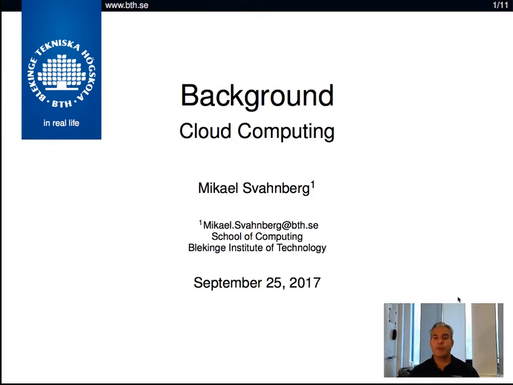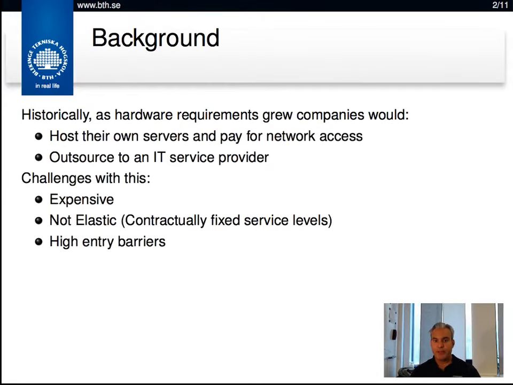So a quick background on cloud computing. Historically, what we've done when we've had services that we would like to run externally, we would either host our own services and pay for network access, or we would outsource to an IT service provider to, for example, a data center. There are challenges with this.